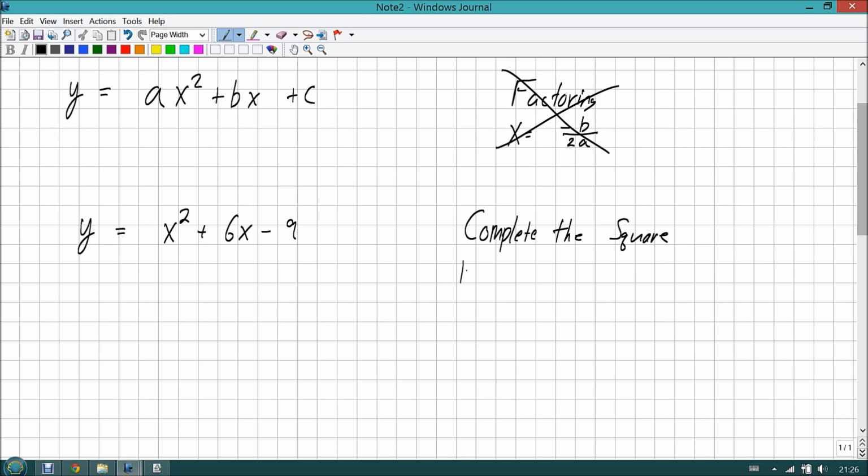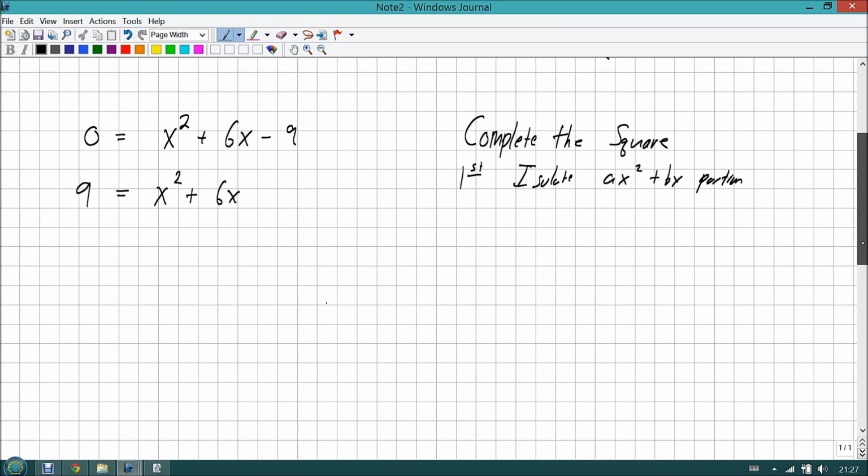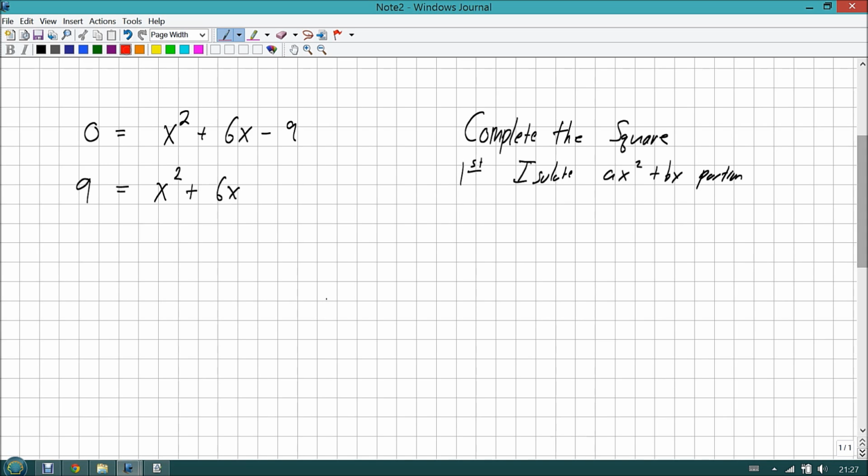The first thing that we want to do is isolate the ax squared plus bx portion. So I'm going to turn that y into a 0, and we are going to isolate the ax squared plus bx portion. To do that, we add 9 to both sides. So we have 9 is equal to x squared plus 6x. After we have done that first step, we do the second and most difficult step, which is add 0.